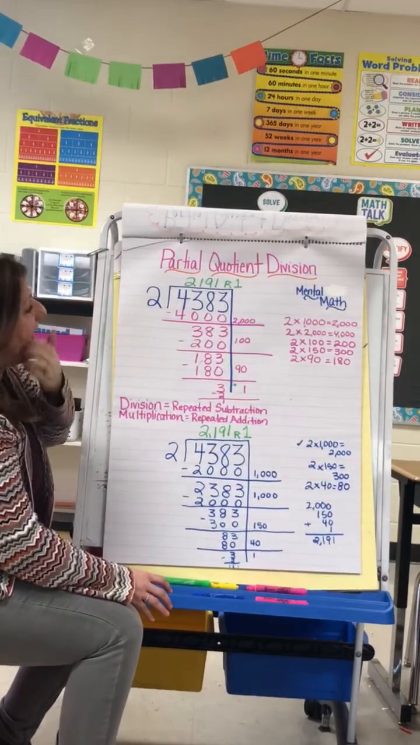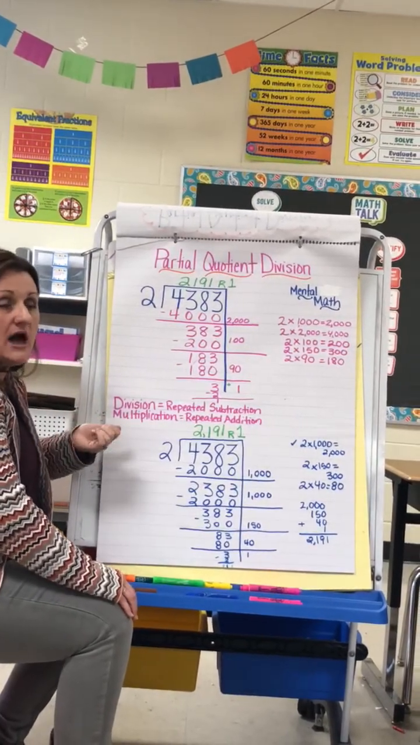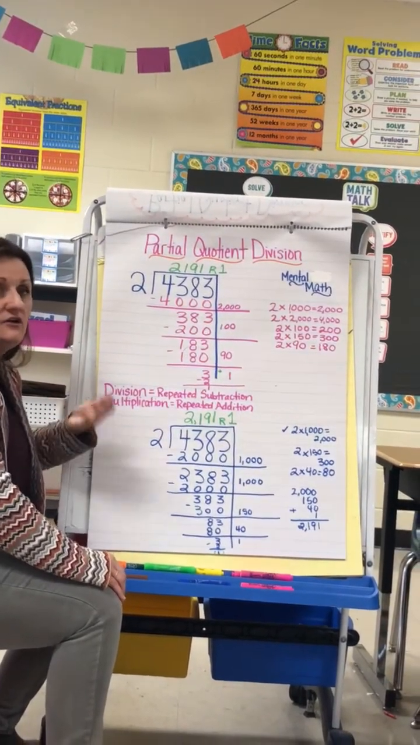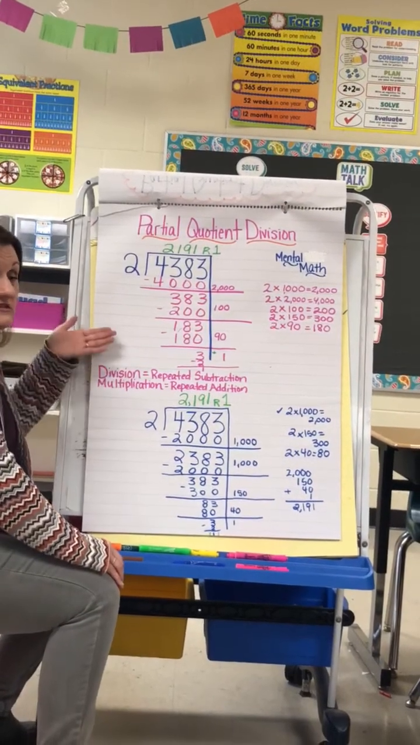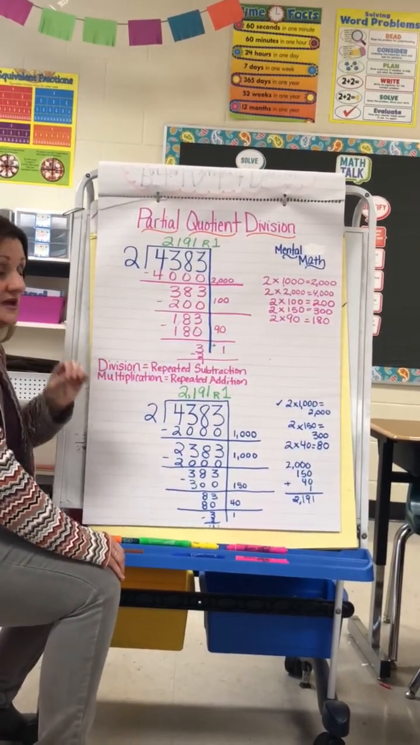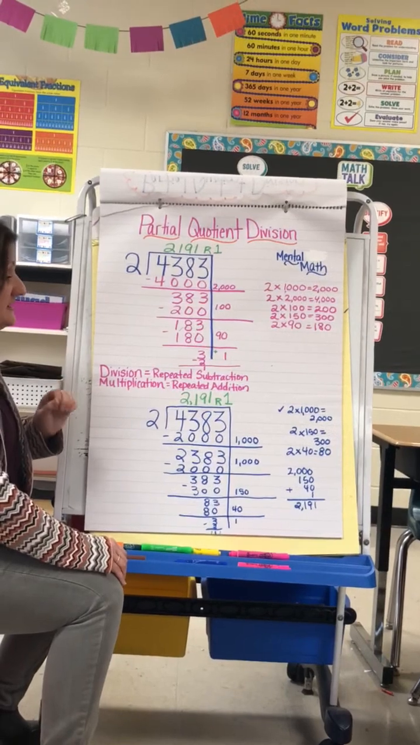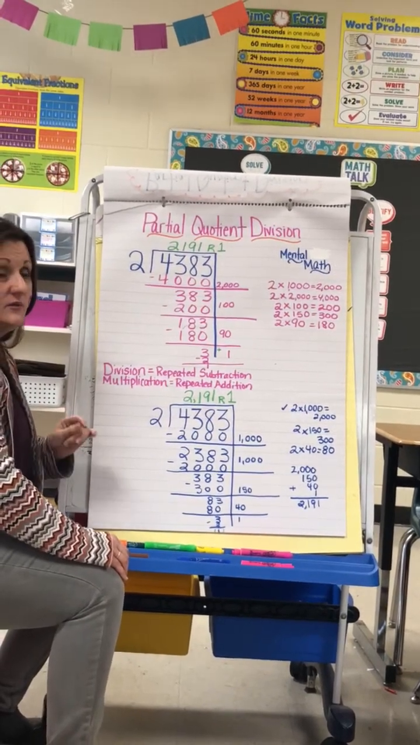But after I understood it, this is how I would divide now. If I didn't have a calculator and I had to do it paper pencil, this is the strategy I would use, because ultimately, once you understand it, it is definitely quicker than the way we learned it.